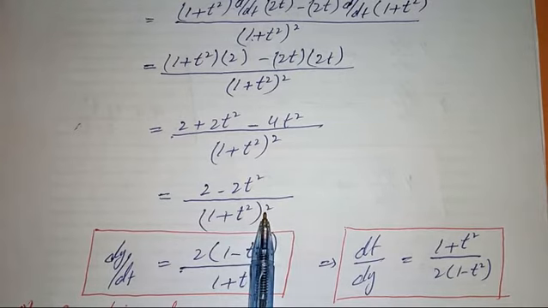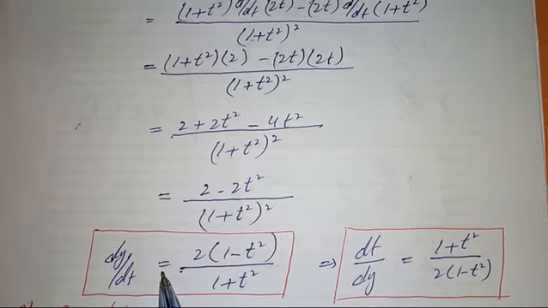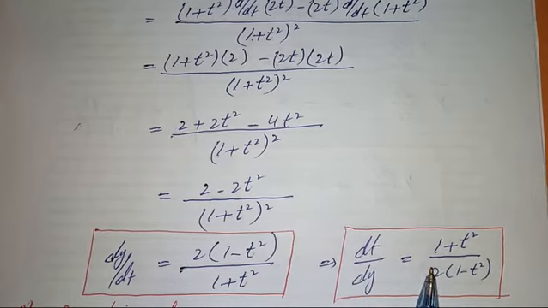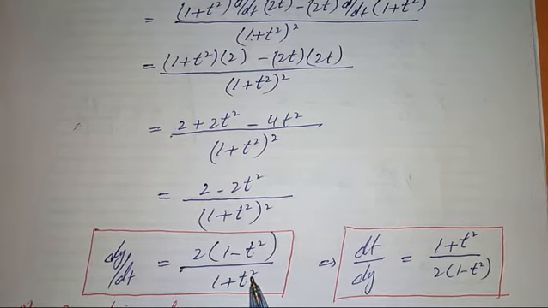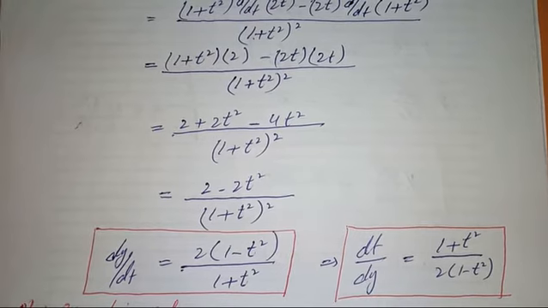Of the denominator term. dy over dt becomes, as we have taken 2 common, 2 into 1 minus t square over 1 plus t square, and we can write it as this is dy over dt, and when we write in the form of dt over dy, it becomes numerator terms come in denominator, and denominator terms come in numerator.